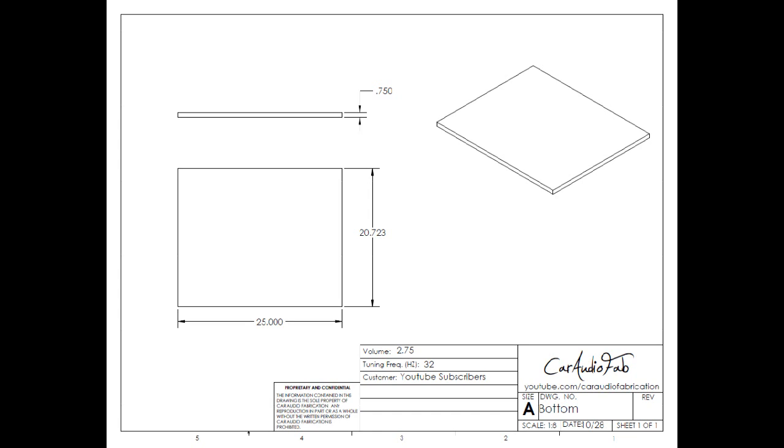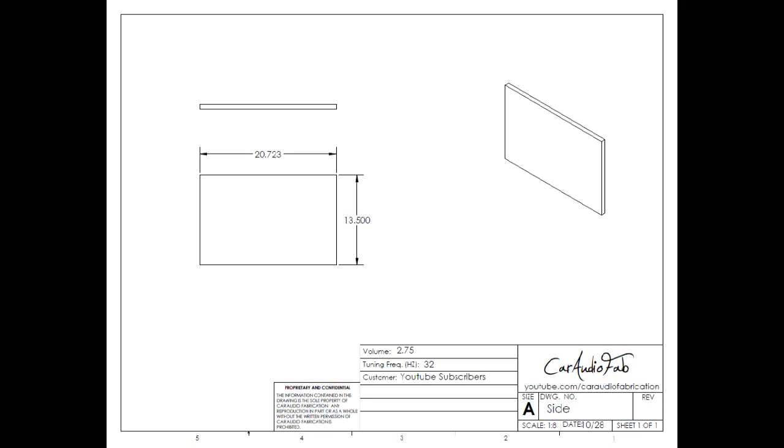As always, starting with the bottom of the enclosure or the foundation of your box, you can see we have a width of 25 inches with a depth of about 20¾ inches. Once you finish the bottom piece, you will attach the first of two sides. This side is the side opposite the port with a depth of about 20.75 inches and 13.5 inches tall.